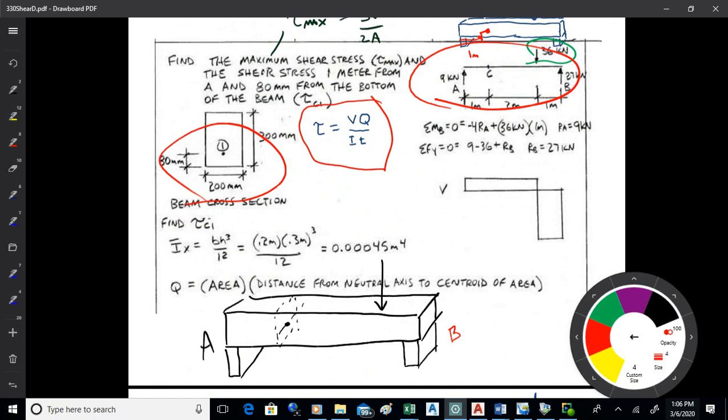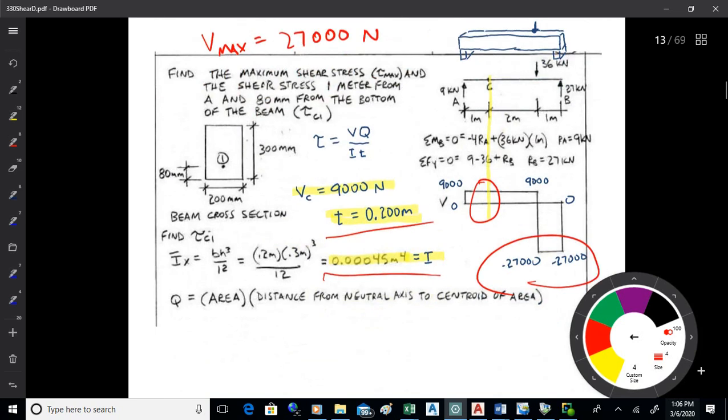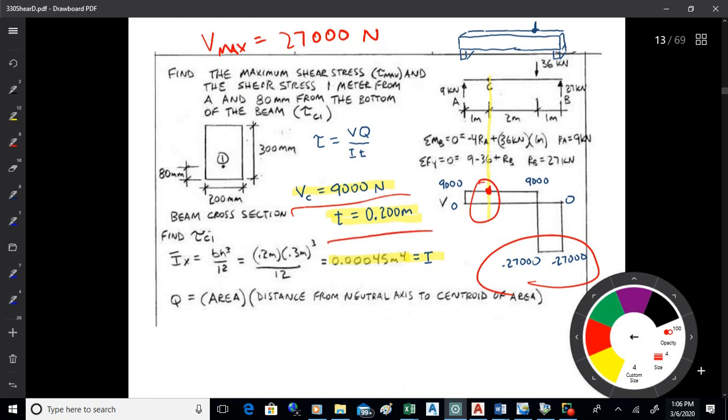So for both the bending stress and the shear stress, I just look at the formulas. I try to find the things in the formula, then plug them in. So what I want to know is V, Q, I, and t to find the shear stress at point C1. So I draw up a shear diagram, and I get 9,000 as the value of shear at point C. So that'll be my V, okay, 9,000 newtons. The thickness of the beam's easy enough. It's just 200 millimeters, which is 0.2 meters. And I is just bh cubed over 12, so it's 0.00045.